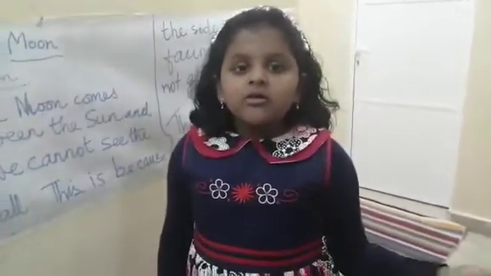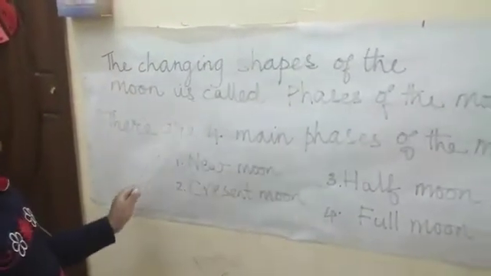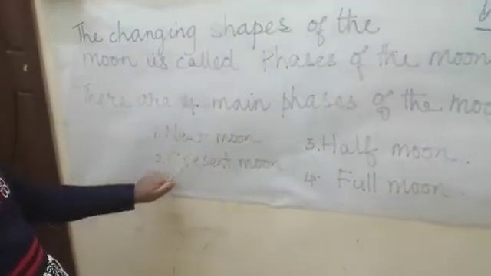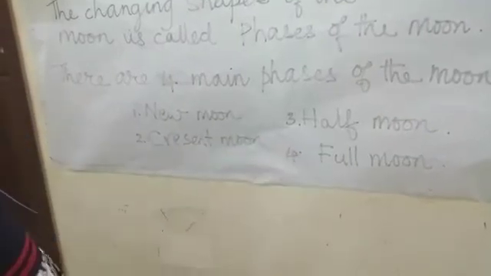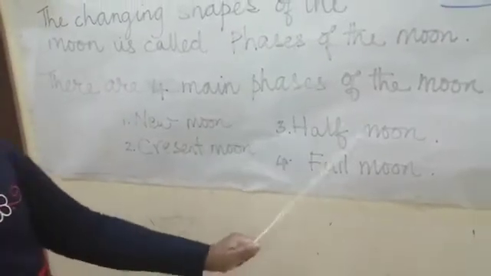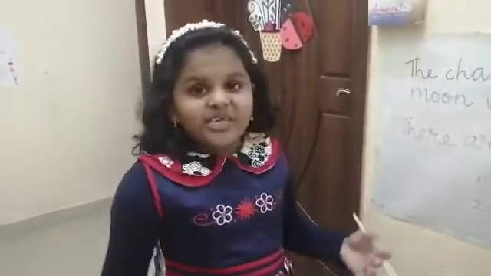I will tell you the phases of the moon. The changing shape of the moon is called the phases of the moon. There are four main phases of the moon. Number 1, new moon. Number 2, crescent moon. Number 3, half moon. Number 4 is full moon. So, did you understand what is the phases of the moon?